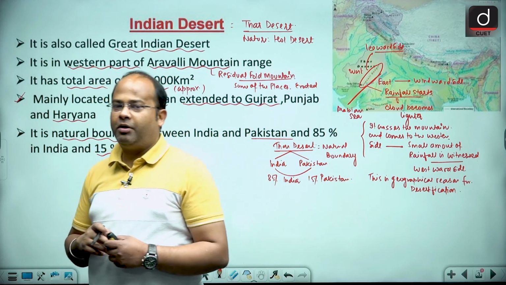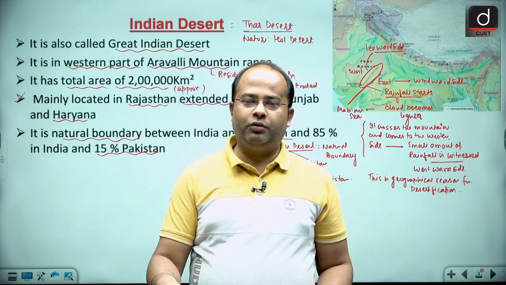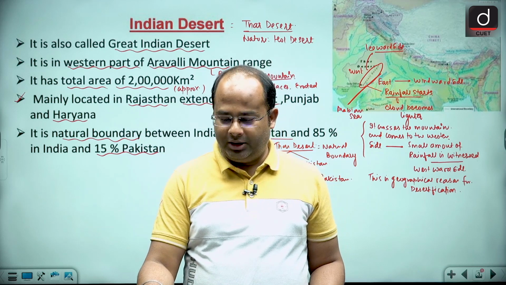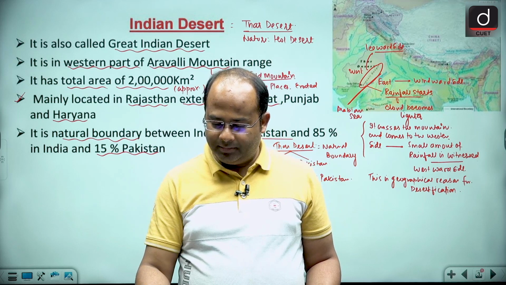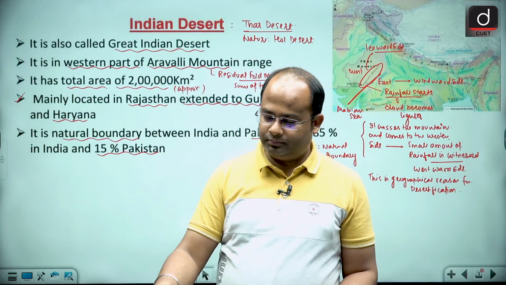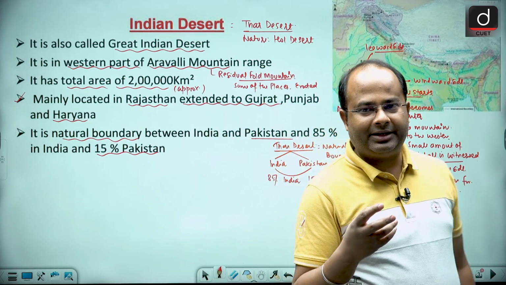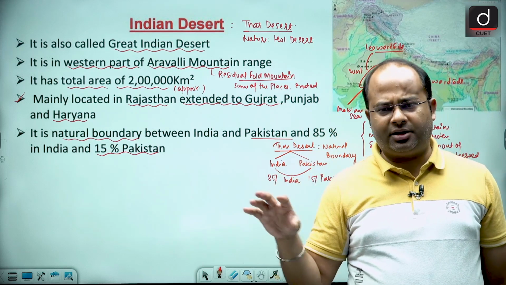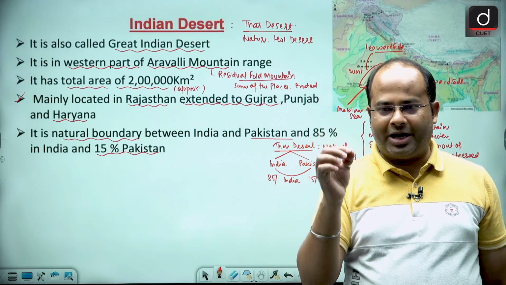And what type of vegetation will be there? It will be thorny bushes. Mainly you will find cactus and thorny bushes as the main vegetation, because of their sharp leaves.